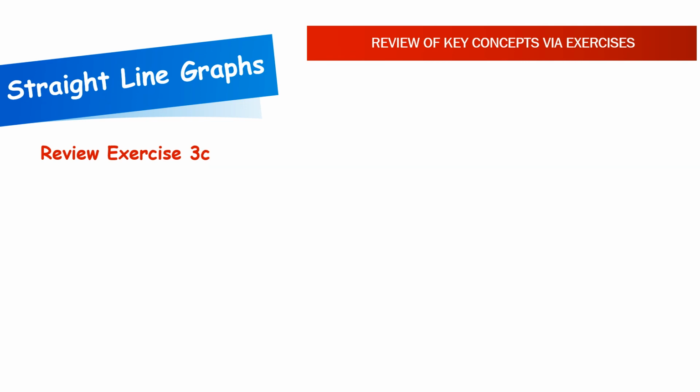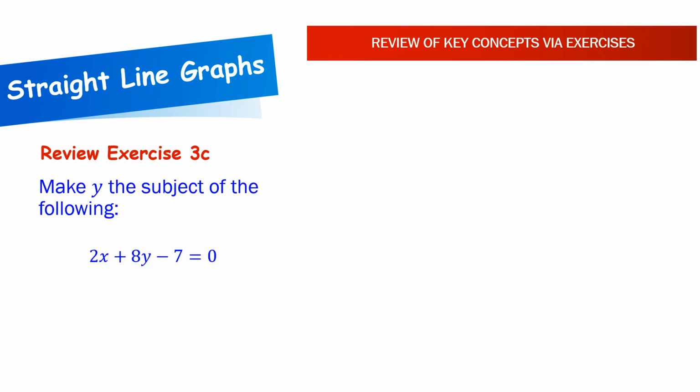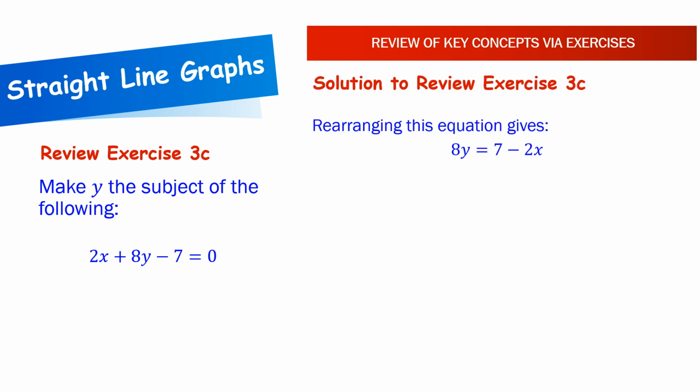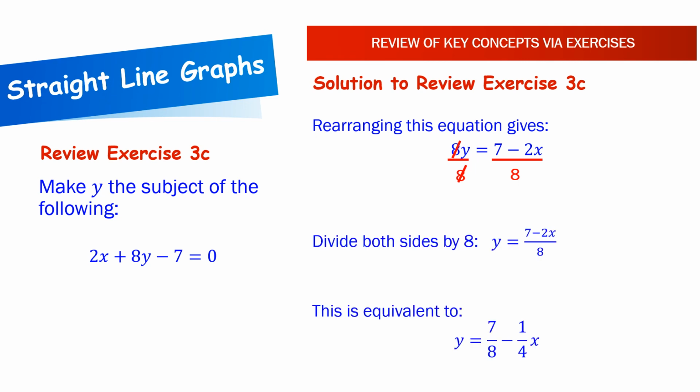And now for review exercise 3c. We're going to make y the subject of the following. 2x plus 8y minus 7 equals 0. Again, we're going to rearrange the equation by adding 7 minus 2x to both sides in order to put all the y's on one side. Divide through by 8, cancel the 8's on the left-hand side to give us y equals 7 over 8 minus 1 over 4x.